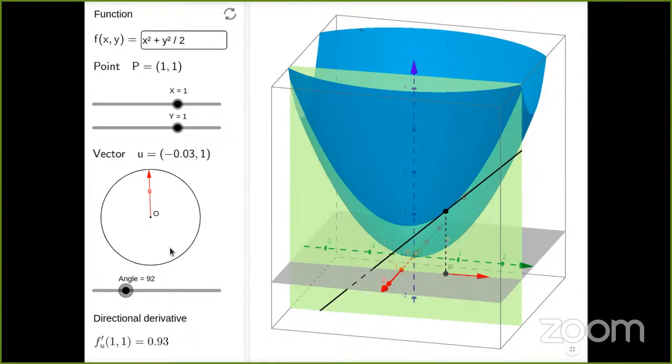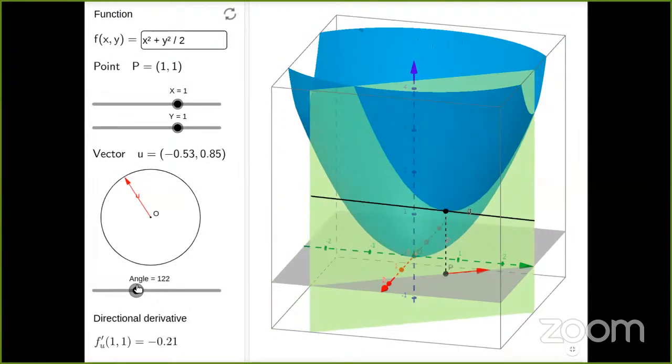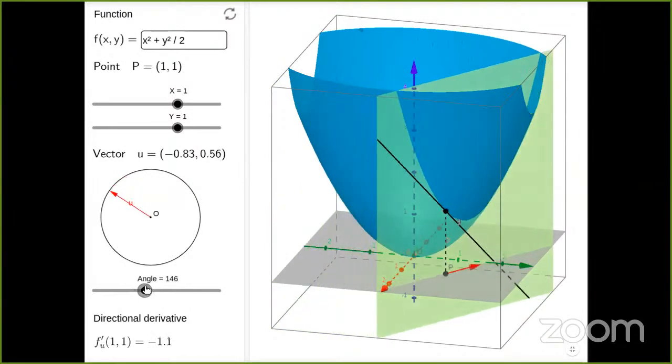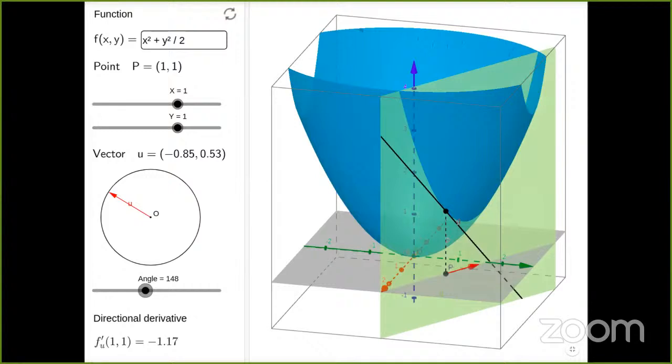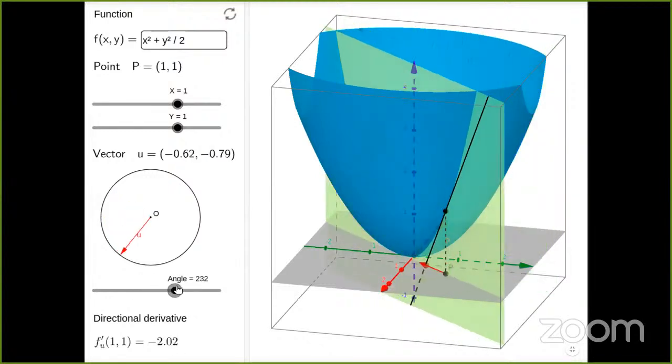Sir, one thing more. This point P acts like a hinge, right? And the plane is rotating on that hinge. Exactly. You can think of that. Think like that. Yeah. Correct. So if I change the plane, you can see now the tangent is basically changing in the other direction. So the directional derivative becomes negative, right? So that's how it is working.